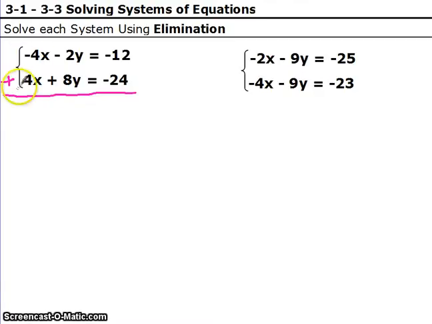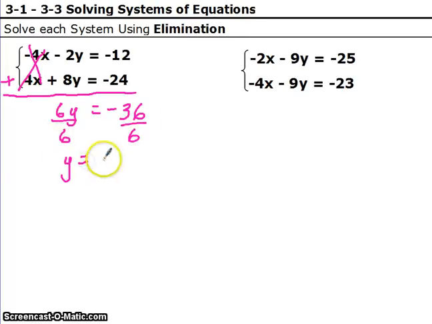So we have exactly what we want right here. We have a negative and a positive. So if we add these together, these are going to cancel. Negative 4 plus 4 cancels. Okay, these two, negative 2 plus 8 is 6y. And then these two, they're both negative, so we just add the numbers together and the sign stays the same. So negative 36. And then we divide by 6 to get y by itself, solve for y, and you get y equals negative 6.